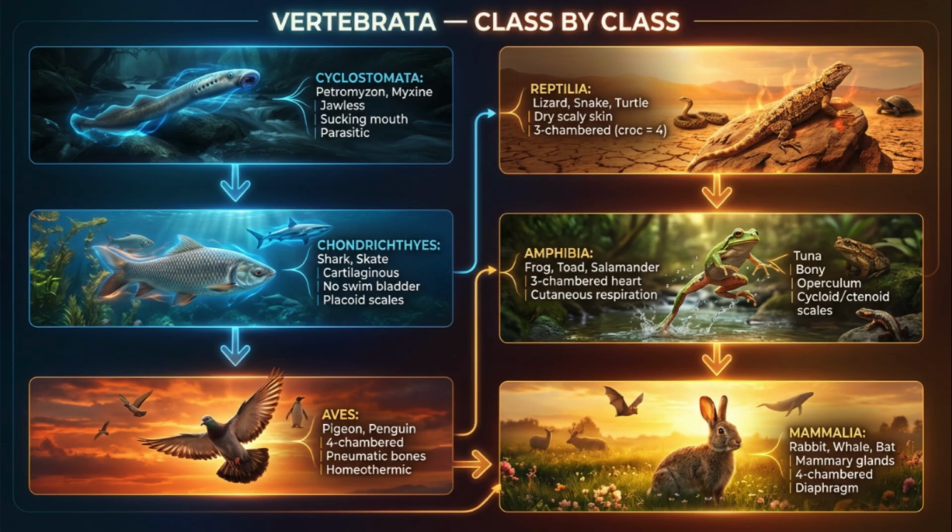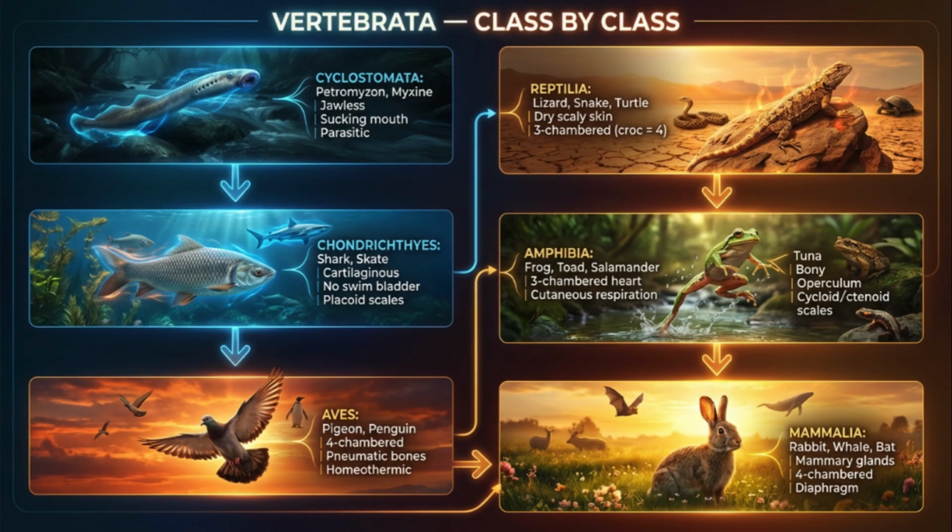Reptilia, the first true land animals. Dry, scaly skin, no mucus. 3-chambered heart except crocodiles, which have 4. Ophidia are snakes. Aves, birds, 4-chambered heart. Pneumatic bones make them light. Homeothermic, warm-blooded. Archaeopteryx is the connecting link between reptiles and birds.